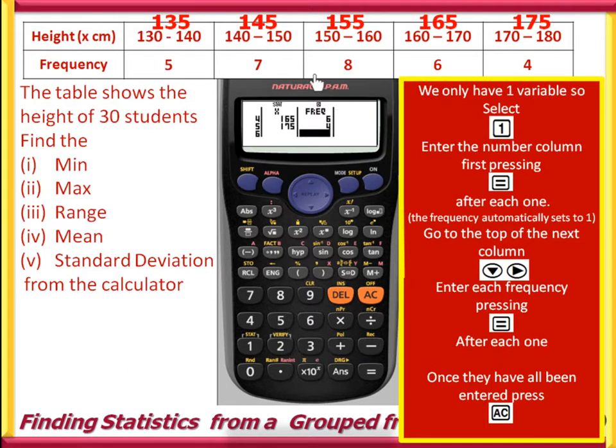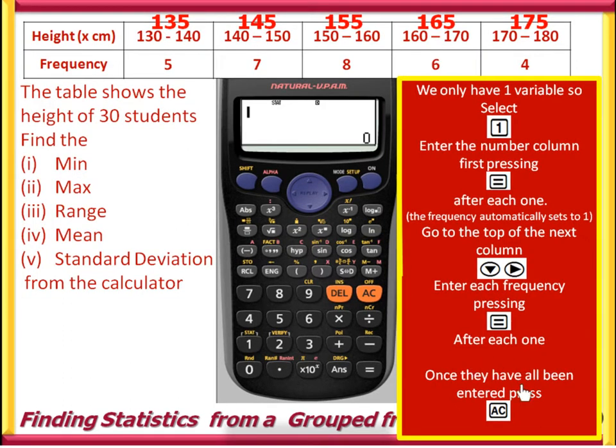And now I have all my x values and my frequencies inputted. Now I need to press the AC button, which is this orange button here. And after I've pressed the AC button, this should show up on the screen. So a blank screen, it says stats, it's in degree mode, and I just have 0 in the corner.